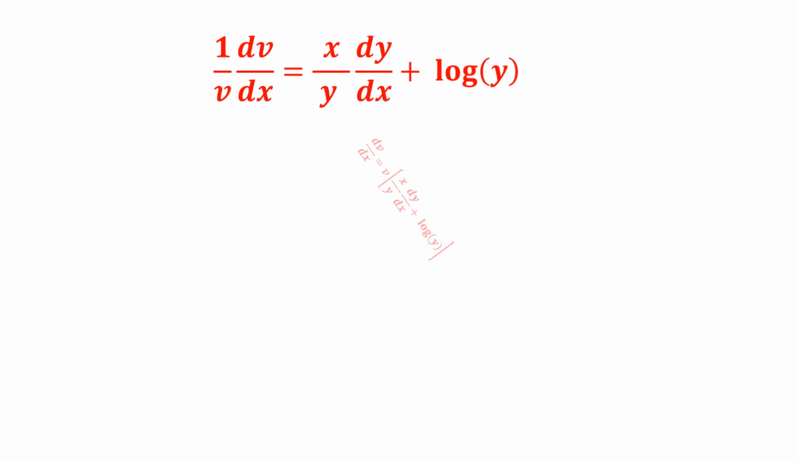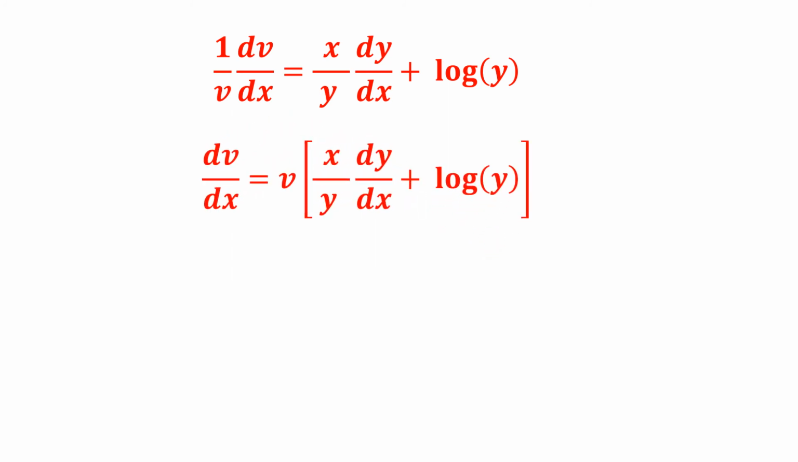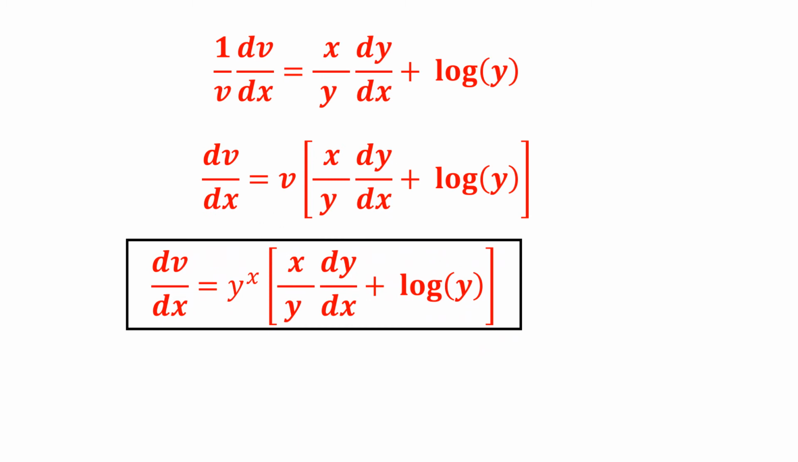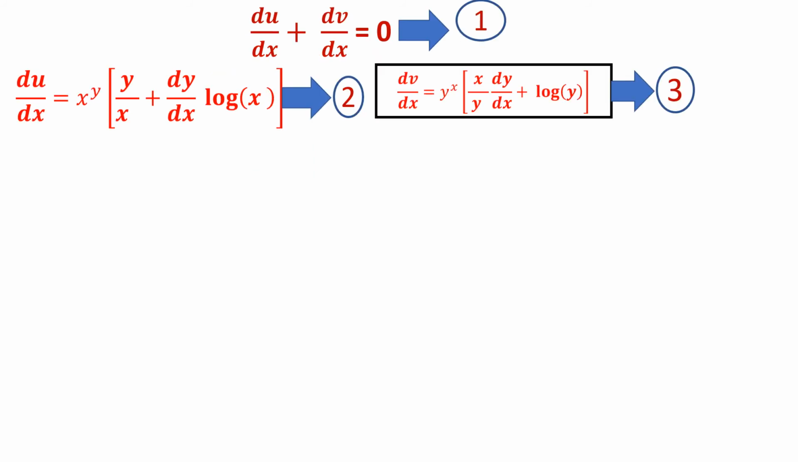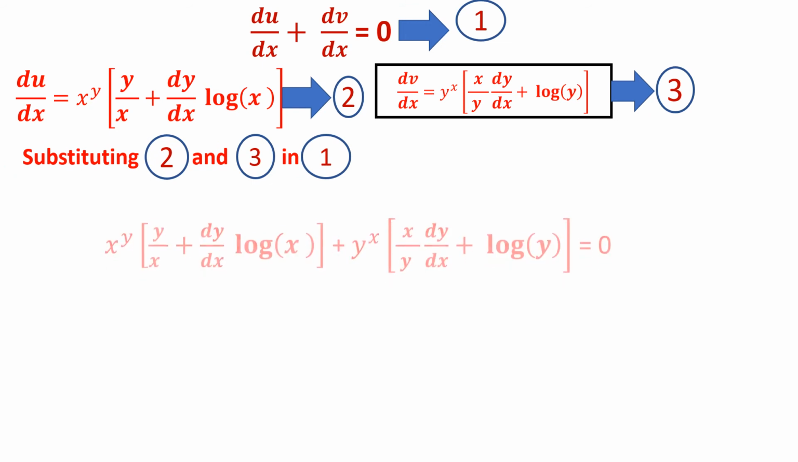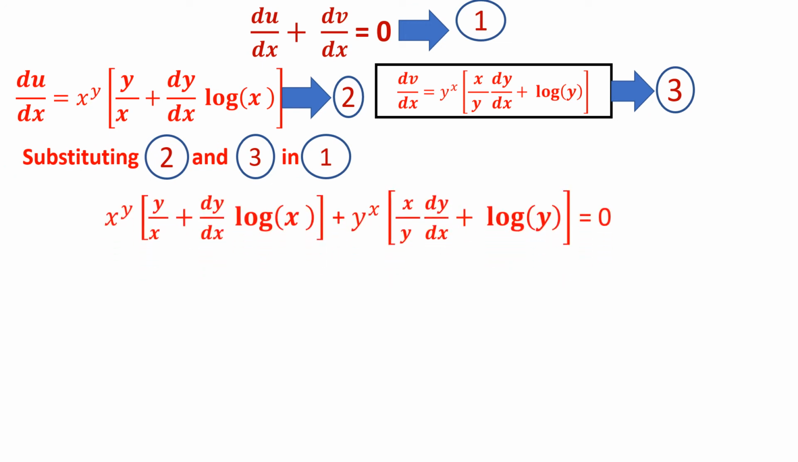1 by v dv by dx is now x by y into dy by dx plus log y. Push that v to the right hand side. Substitute for v, y power x into (x by y into dy by dx plus log y). We call it as equation number 3. We have found du by dx plus dv by dx is 0 as equation number 1. To substitute in that equation, we have found du by dx and we have found dv by dx also. Let us substitute it now. x power y into (y by x plus dy by dx into log x) plus y power x into (x by y into dy by dx plus log y) is equal to 0.